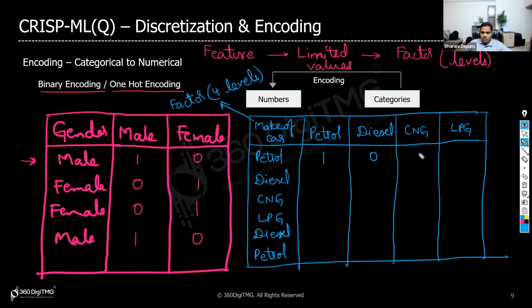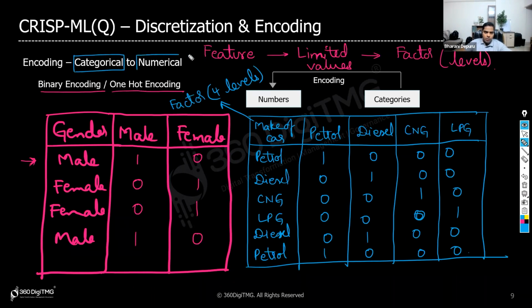Since this is petrol, you put a 1, rest all will be zeros. So one hot, only one value is 1. Diesel, you put a 1 here, rest all will be zeros. For CNG, you put a 1, rest all zeros. For LPG, you put a 1, rest all zeros. This is how you convert your categorical data into numerical data, using one technique which is called binary encoding or one-hot encoding.